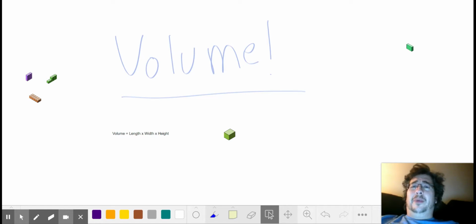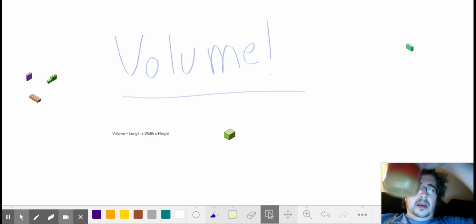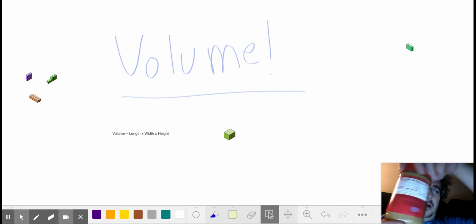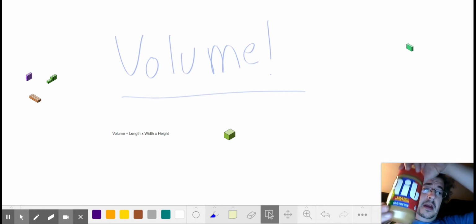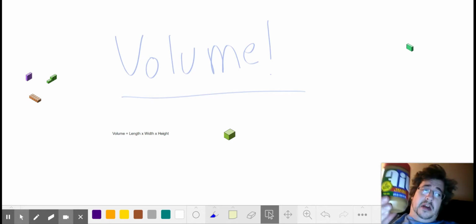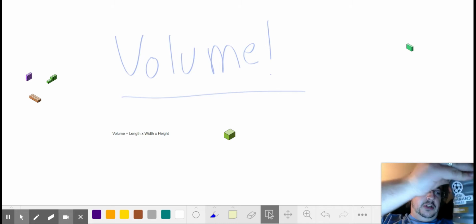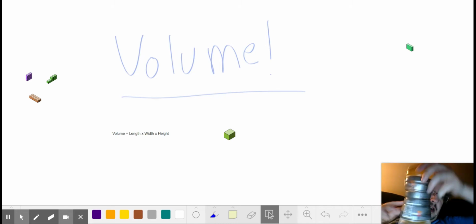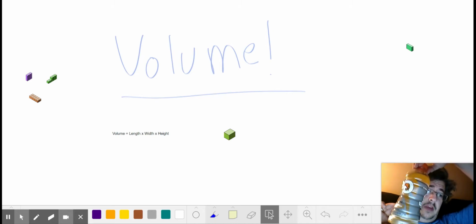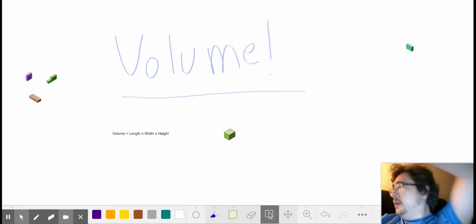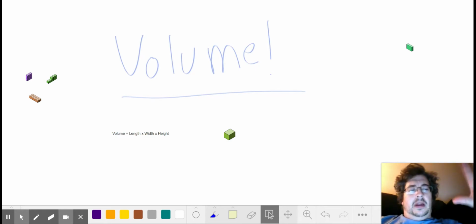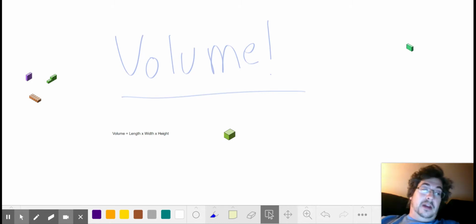So, for example, I have a jar of peanut butter right here. And a volume question could be how much peanut butter is in this jar? Or how much Gatorade is in this bottle of Gatorade? So volume's all about how much stuff is inside something. And that stuff can be anything.